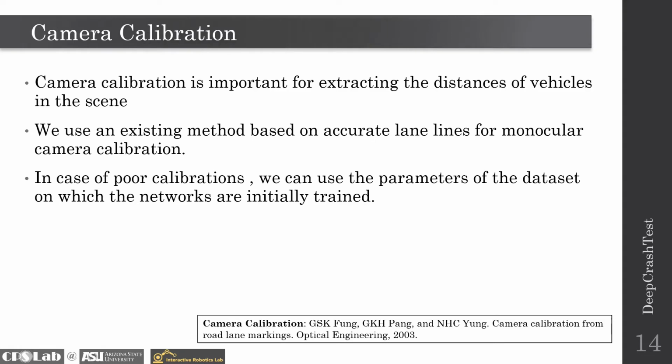Camera calibration is an important part of the framework. We use camera parameters for extracting 3D bounding boxes or for generating the 3D point cloud. A proper camera calibration extracts accurate 3D centers of vehicles. We use an existing method based on accurate lane lines for camera calibration. However, due to poor lane lines or poor quality of the video, sometimes the quality of the camera calibration suffers. In such situations, we can use the parameters of the dataset on which the networks are initially trained.